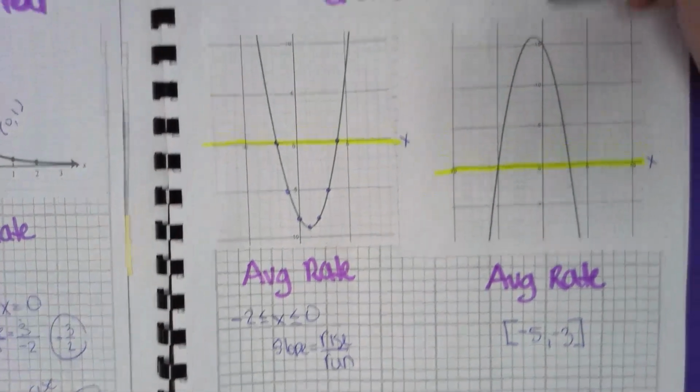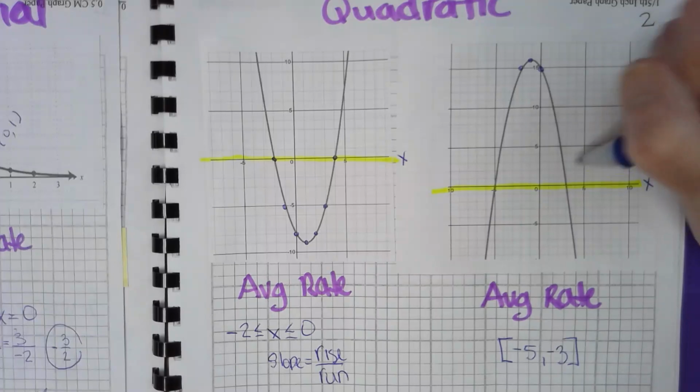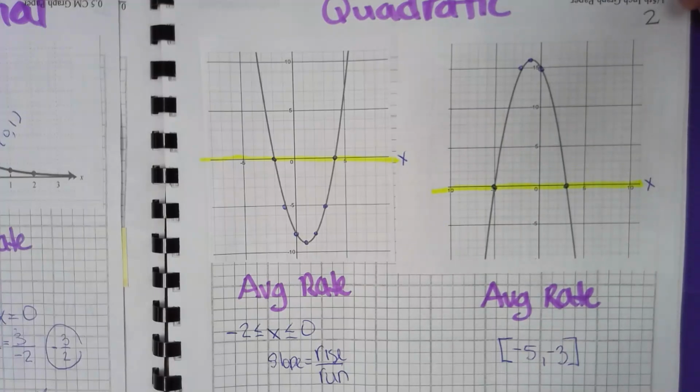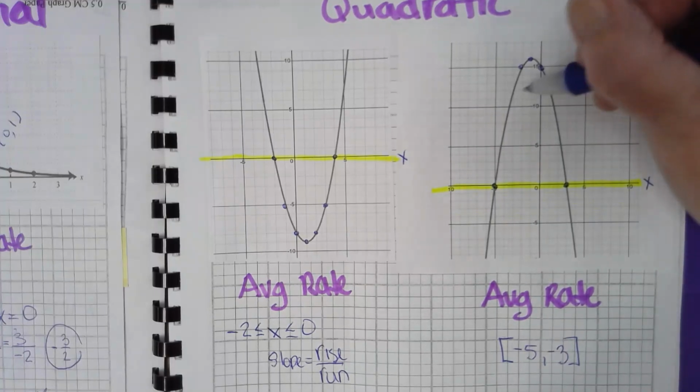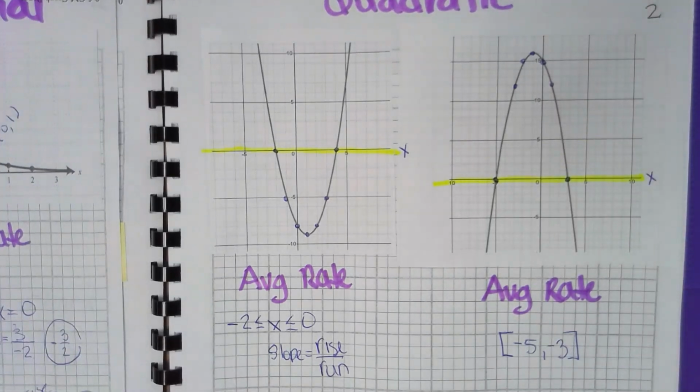Okay, you're going to need this point, this one, this one, this one, this one. This one and this one. So y'all, you need to write some of those ordered pairs out.